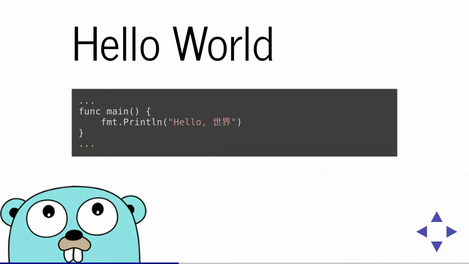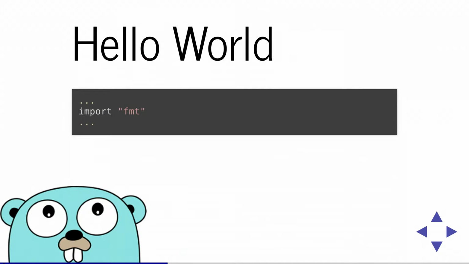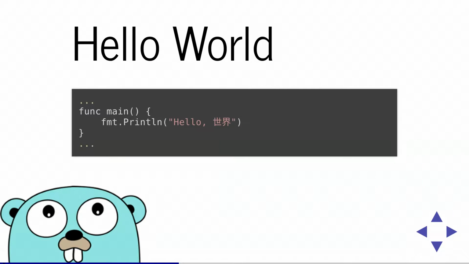And then you have your first function. The reason we had to import our format library is because we want to be able to print a line, and we can't do that with just the language by itself. We need the format library in there to print the line. So we use format Println, and we put in hello, and then that's world in Chinese.